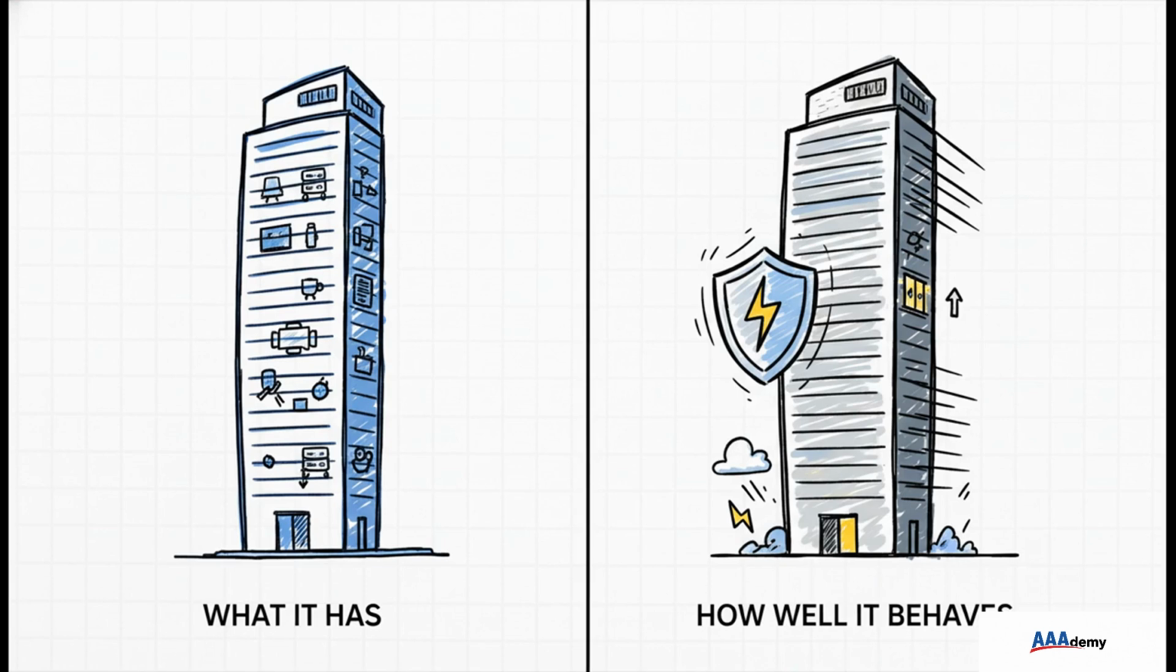Think about it like this. It's one thing to build a skyscraper that has offices and windows. That's the functional part. But it's another thing entirely to make sure that skyscraper is earthquake-proof, that it has fire suppression, that it's secure. Those are the NFRs. And a failure in one of those isn't just a bug, it's a complete catastrophe.